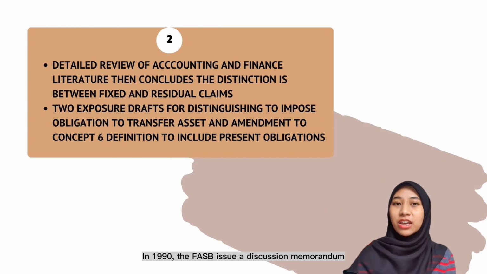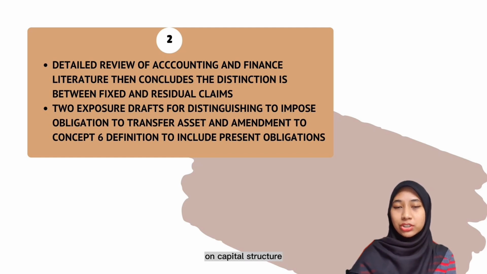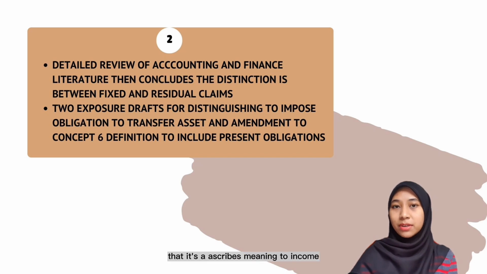In 1990, the FASB issued a discussion memorandum questioning whether the distinction between liabilities and equity should be eliminated on the balance sheet. Clark 1993 provided a detailed review of the accounting and finance literature on capital structure and concluded that the distinction is economically informative. In 1993, the American Accounting Association Financial Accounting Standards Committee noted that it is useful as it ascribes meaning to income and maintains relative consistency between financial and tax accounting rules.